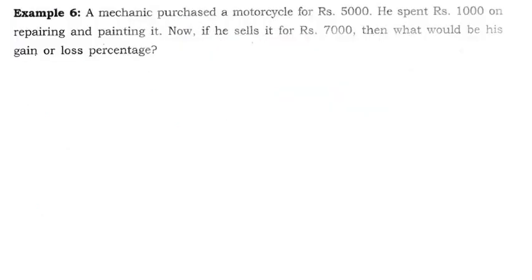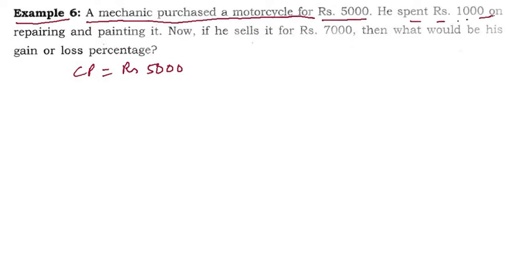Now come to the next, that is example 6. A mechanic purchased a motorcycle for rupees, that is the CP. CP is rupees 5,000. He spent 1,000 rupees on the repairing. Now it is sold for rupees 7,000.